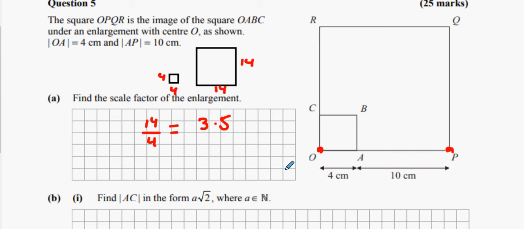See, the length is 14. You take the length of the bigger object and divide it by the length of the smaller object, and it'll tell you how much it's increased by, what factor it's increased by.